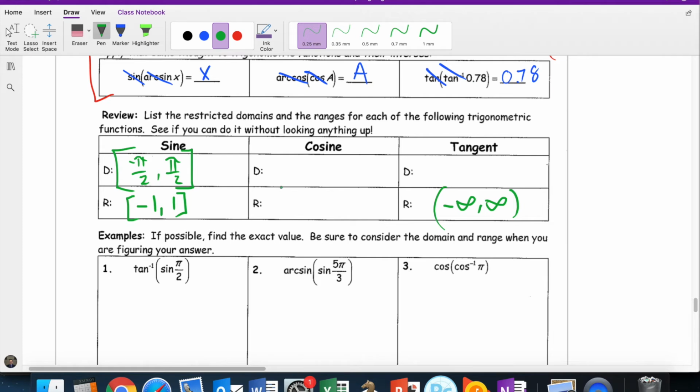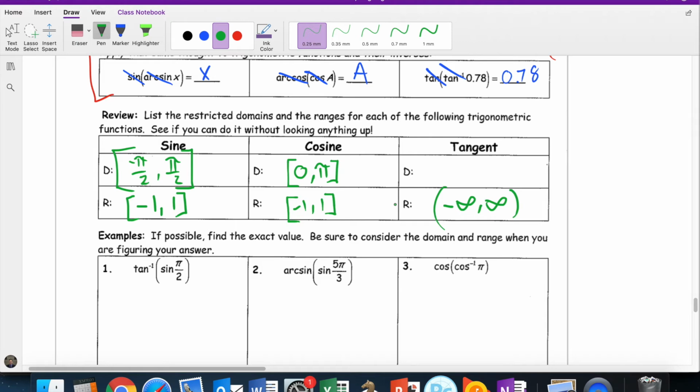No, for cosine it changed. It's different than sine. It would be from 0 to pi. What would be its range? Negative 1 to 1. This would be the same as sine.